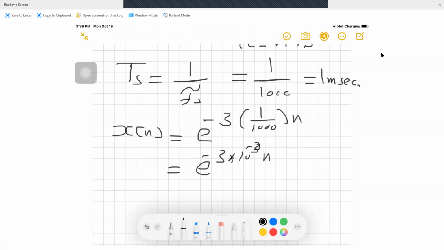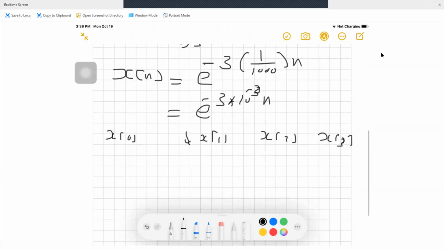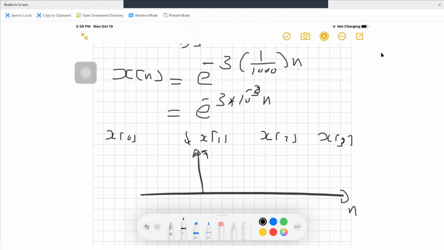So in this way, we can calculate x of 0, x of 1, x of 2, x of 3, and so on. Now, as a homework, you can use a simple MATLAB program to plot x of n with this information. Plot the signal using MATLAB, with the n-axis horizontal and x of n vertical. Take the n-axis from 0 up to 100.